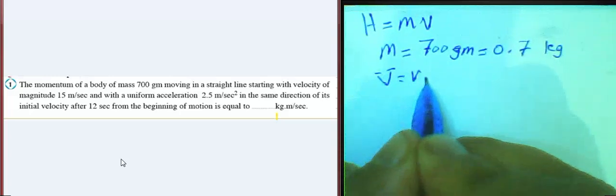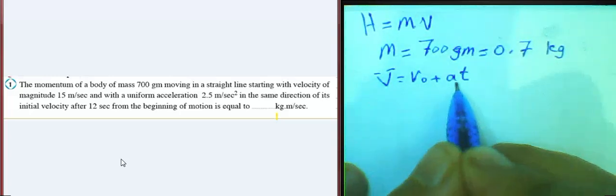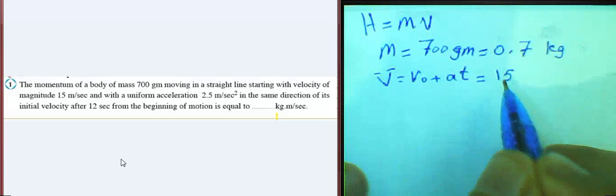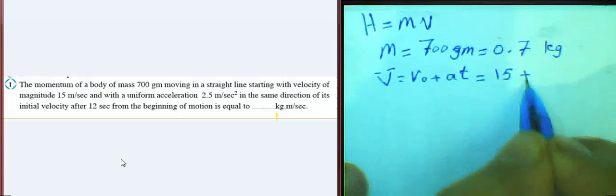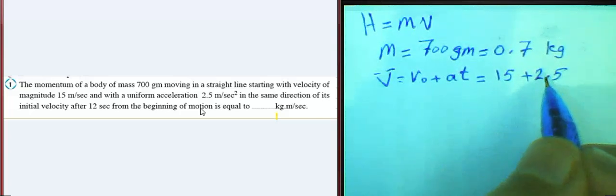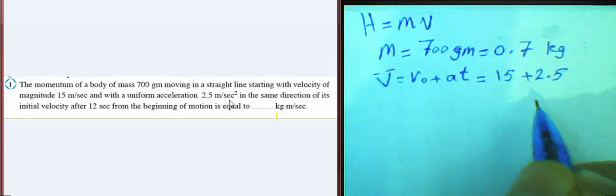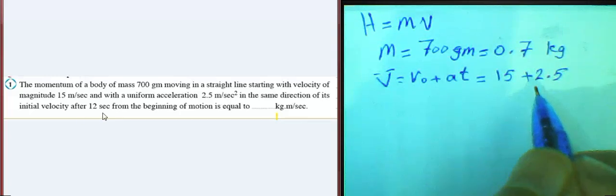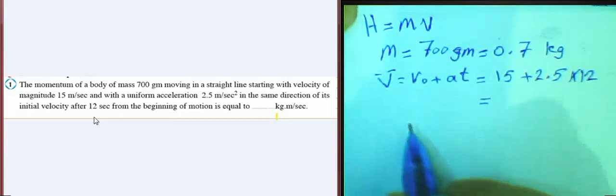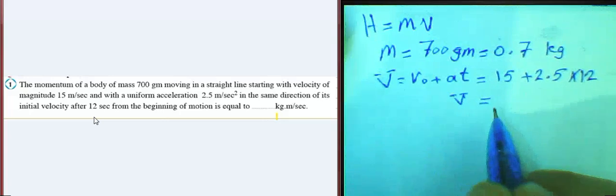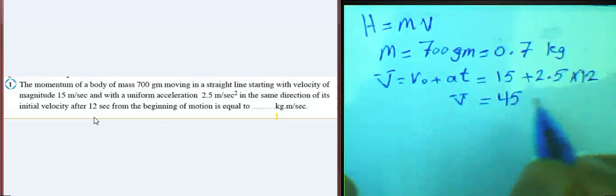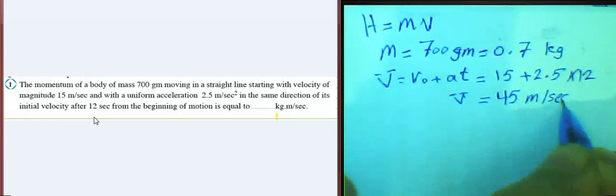equal v naught plus acceleration multiplied by time. We have v naught in this example was 15 meter per second plus acceleration 2.5 meter per square second multiplied by t. It was 12 seconds, multiplied by 12. Then we can find velocity will be 15 plus 2.5 multiplied by 12. By using calculator, the result will be 45 meter per second.